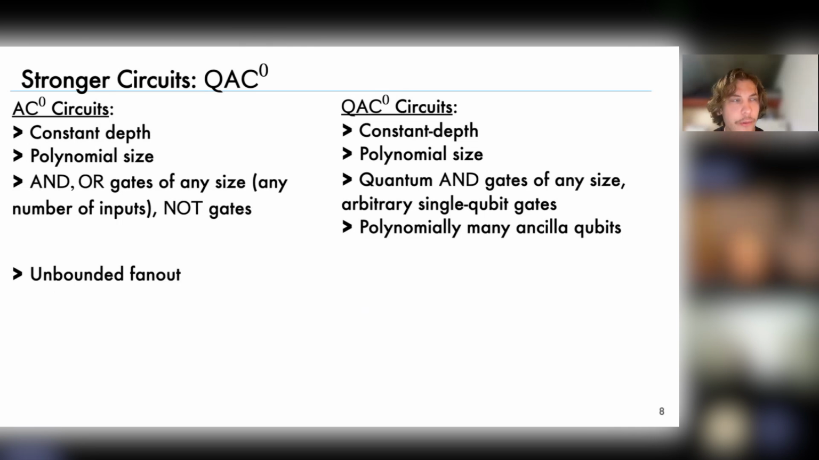However, there's the one subtle difference, I suppose, in the definitions of these two classes that doesn't exactly make them apples to apples, and that is in AC0 we're allowed unbounded fan-out, meaning that the number of wires outgoing from any gate can be as large as we want. But a priori this is not allowed in QAC0. I'll explain why in a second.